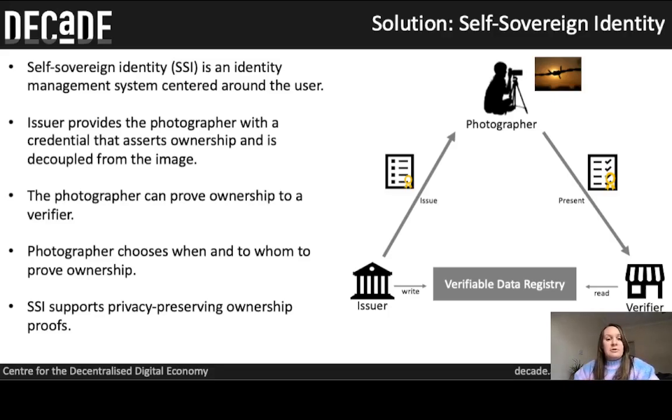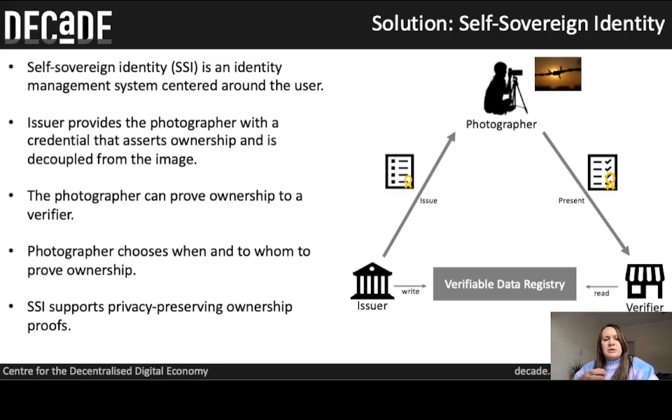SSI systems allow users to manage and control their credentials, which means that the photographer can choose when and to whom to reveal their identity, and the issuer need not be involved in this process. Some SSI platforms also support privacy-preserving ownership proofs, which allows the photographer to choose which identity data to reveal.